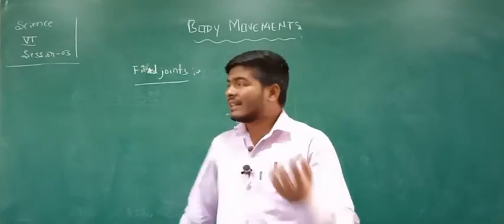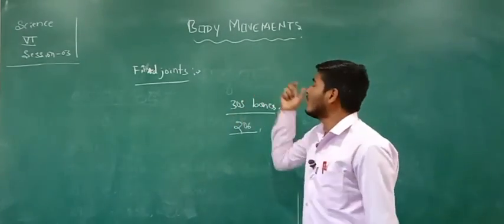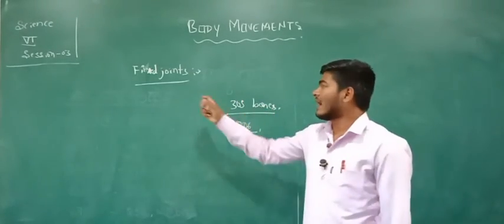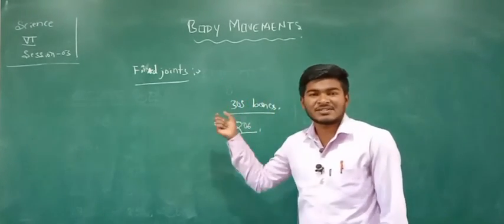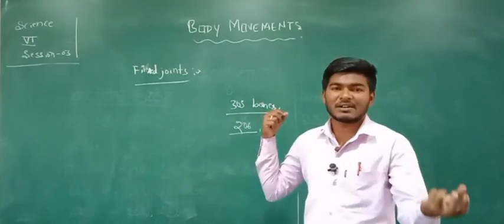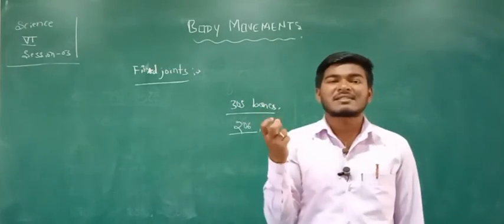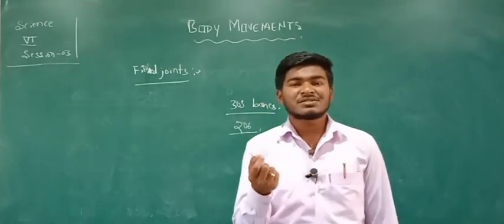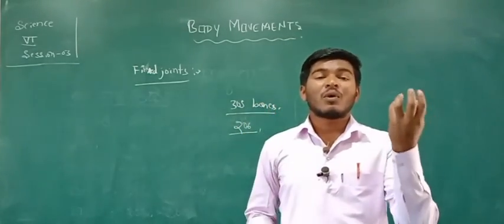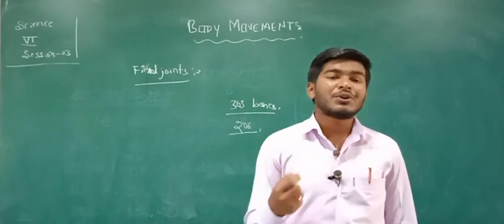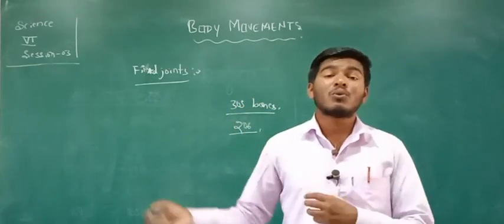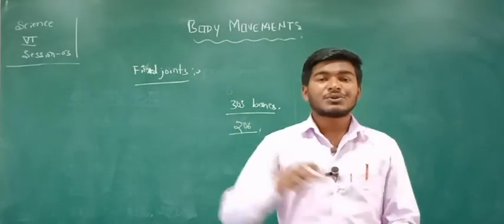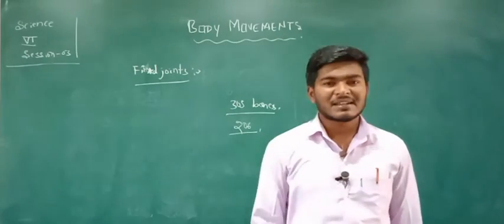In this session, under the chapter on body movements, we discussed two other types of joints, the fixed joint and some other joints, and also some different types of bones. In the next session we are going to continue with what makes the bones move from one direction to the other. That will be discussed in the next class.